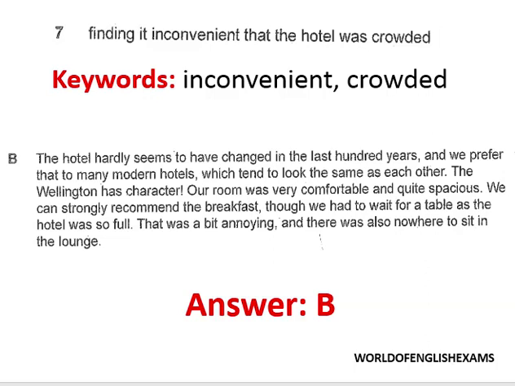So, what is the inconvenience here? They had to wait for a table as the hotel was so full. That was a bit annoying. That was a bit annoying means again inconvenient. And there was also nowhere to sit in the lounge. Again, a factor for inconvenience. So, the paragraph which contains this information is B.